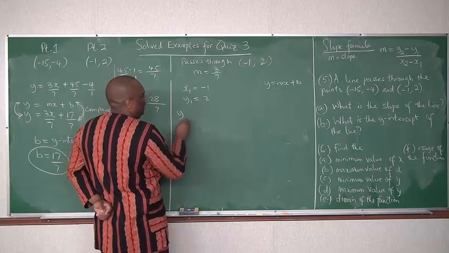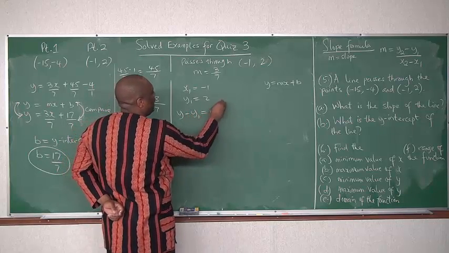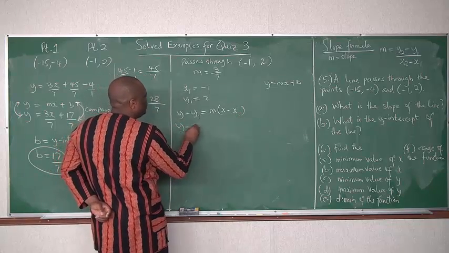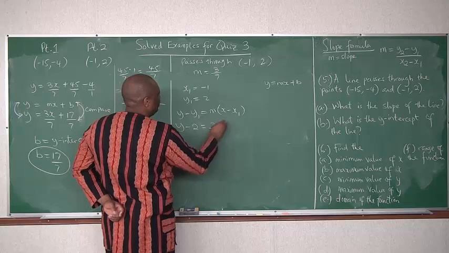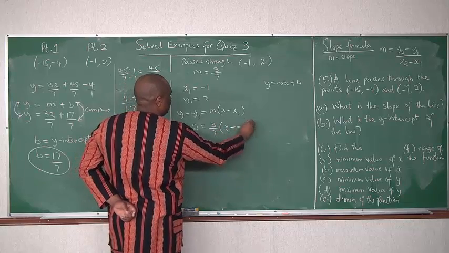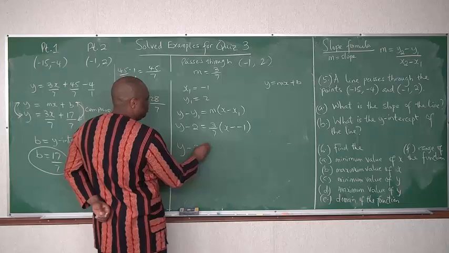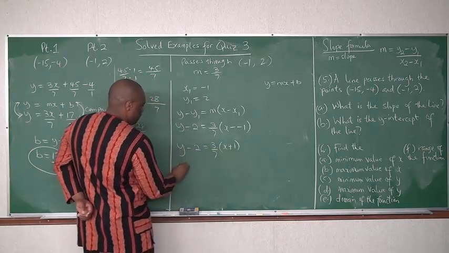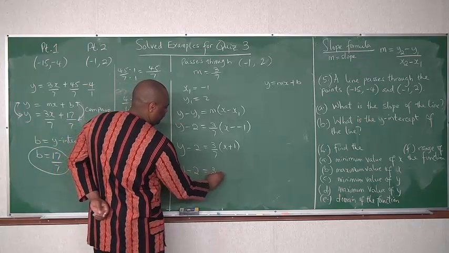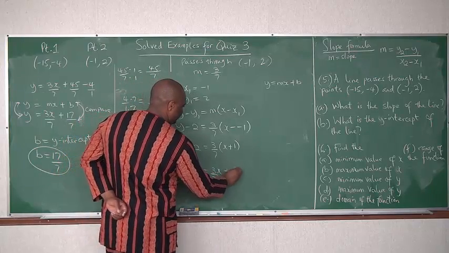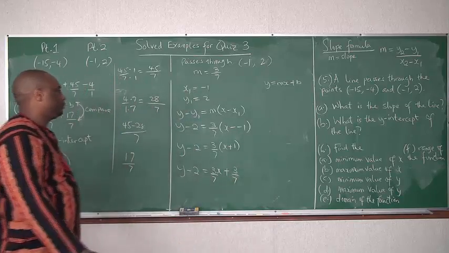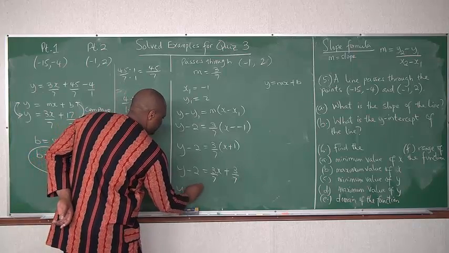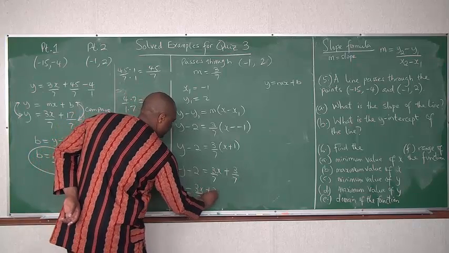Point-slope form: y minus y1 is equal to m times (x minus x1). Y minus 2 is equal to 3 over 7 times (x minus negative 1). Y minus 2 is equal to 3 over 7 times (x plus 1), which is 3x over 7 plus 3 over 7. See that? So let's complete this. Y will be equal to 3x over 7 plus 3 over 7 plus 2.